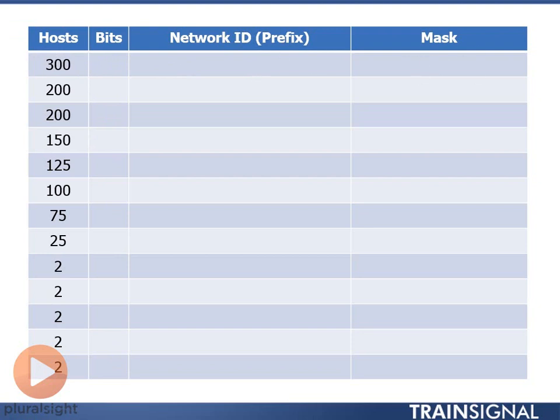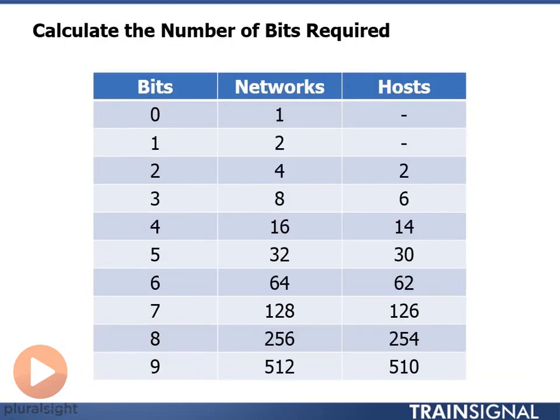And what I want to do is use this table to fill out incrementally so we can calculate each network separately. Let's look at how we do that. First thing we're going to do is calculate the number of bits we need for each host requirement. For that, we just need our subnet calculator.